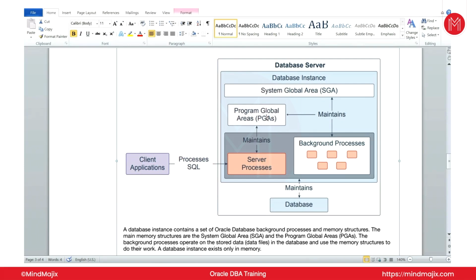Like, if some external scheduler job is calling an Oracle stored procedure, and the programmer thinks that it is stuck and it is not processing any data, and they want to kill that process, so we need to kill the process in the PGA area, program global area.